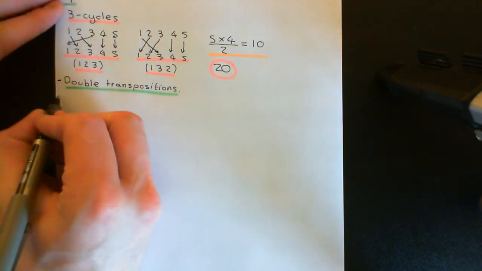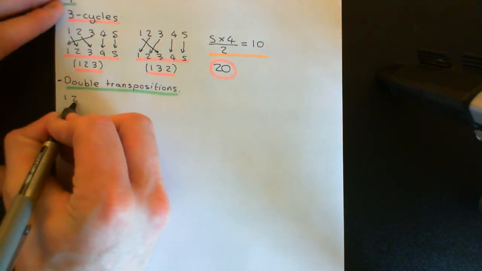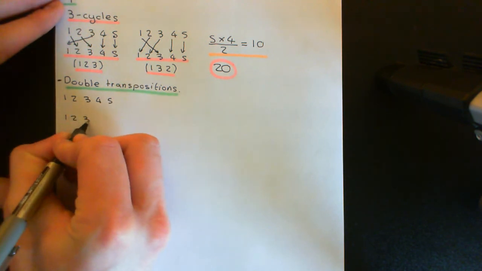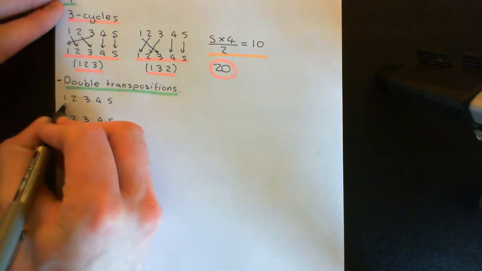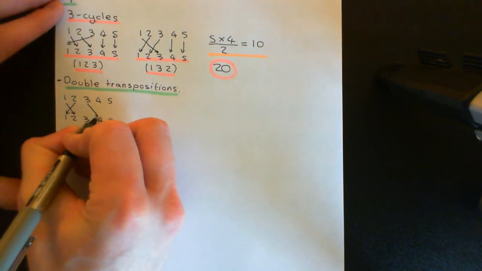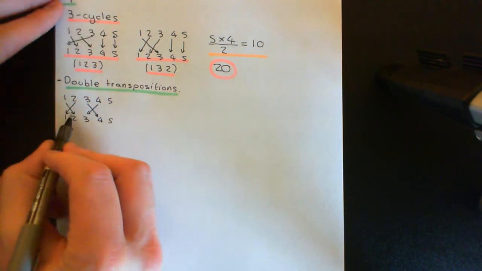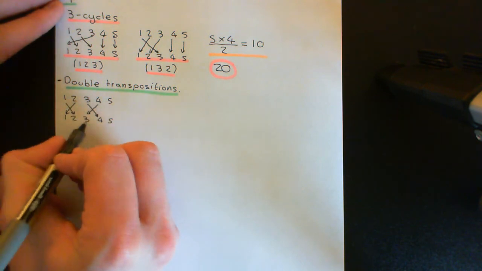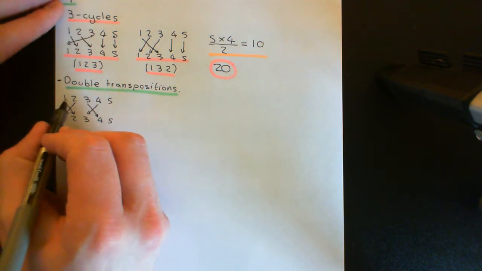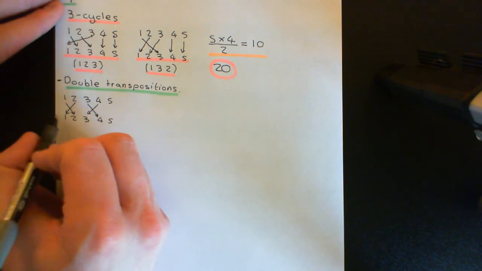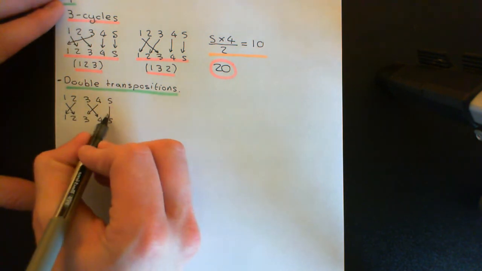So double transpositions. Let me give you a nice example. Again, we have our set 1, 2, 3, 4, 5, and here is an example of a double transposition. We swap 1 and 2 around, and we swap 3 and 4 around. So this is what I mean by them being distinct. This transposition is acting on 1 and 2, this transposition is acting on 3 and 4, rather than, for instance, this second transposition acting on 2 and 3. That wouldn't be distinct from the first one. And then 5 is fixed.